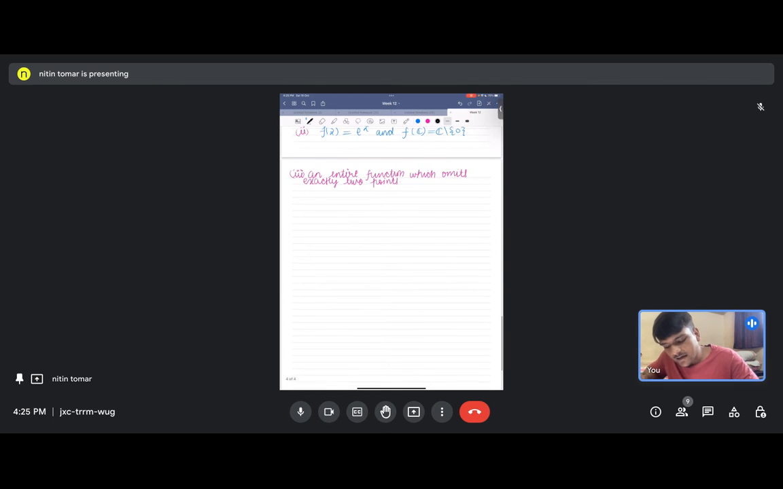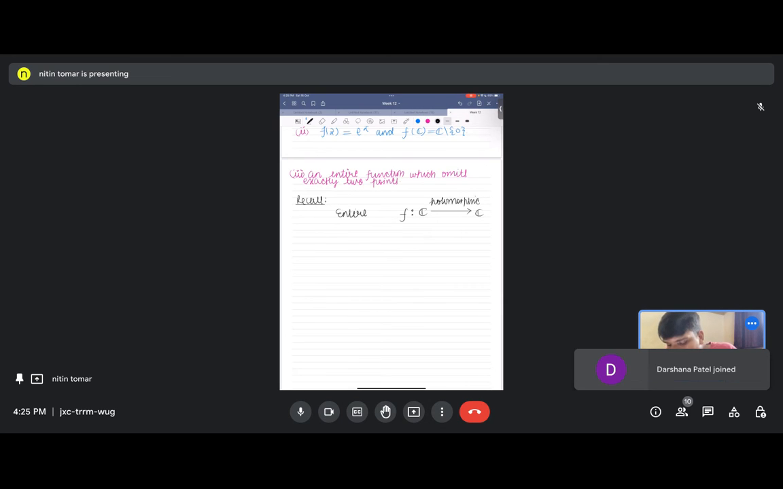Okay, let me explain diagrammatically. You have an entire function. Entire function means it is defined everywhere on the complex plane, and not only that, it is holomorphic. This is what we mean by entire function. All of you agree? Yes, sir. Now, this is my entire function definition.